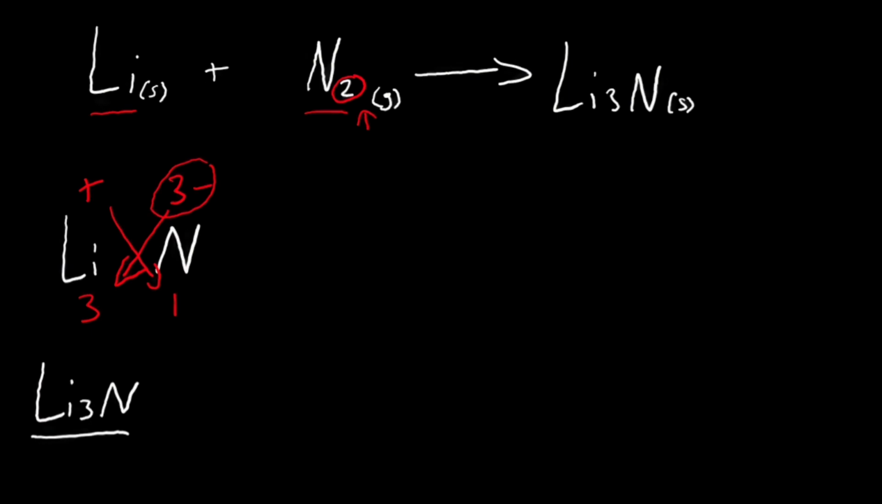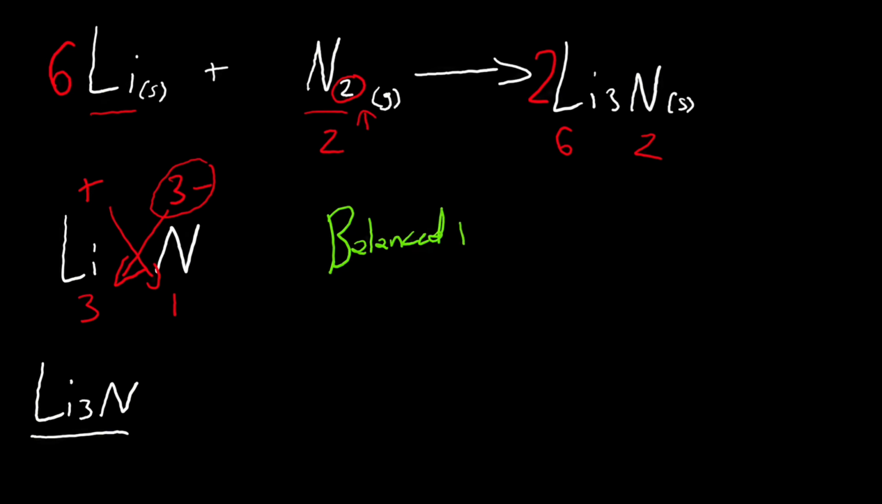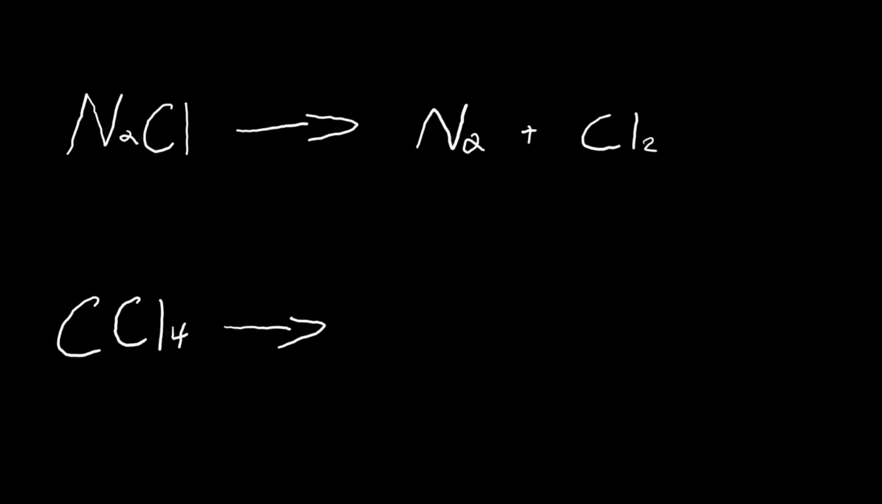Now for the balancing. I can see that we have 2 nitrogens on the left side, but 1 on the right side. So we can multiply the lithium nitride by 2. That way, there are 2 nitrogens on either side. And now for the lithiums, there are 6 on the right side, so we can just put a 6 coefficient in front of the lithium on the left, and this makes it so that the equation is balanced with all of the correct states. So now, what about decomposition?